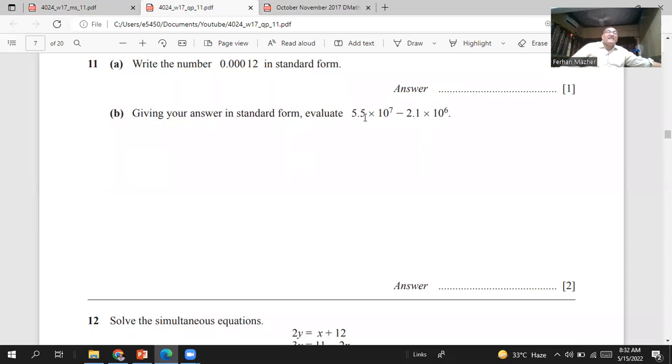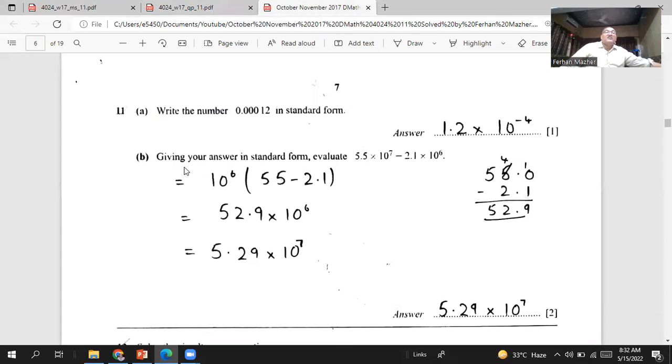Move this decimal one step to this side. So 55 into 10, this will become 6. Then I can take 10 raised to the power 6 common. So you can see here I've done this same thing. 10 raised to the power 6 has taken common. So you are left with 55 minus 2.1. So that will be 52.9 multiplied 10 raised to the power 6.